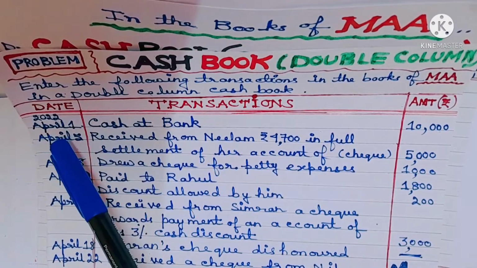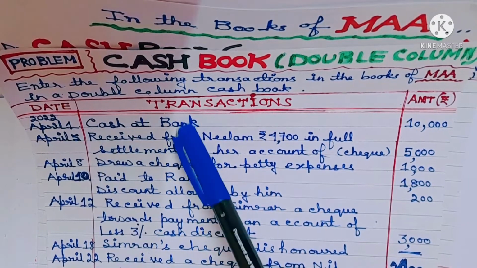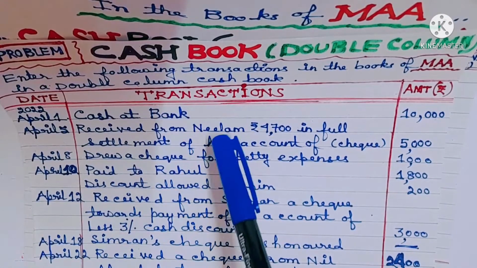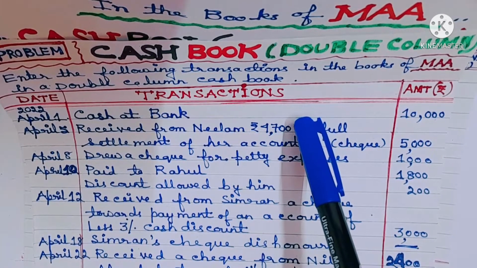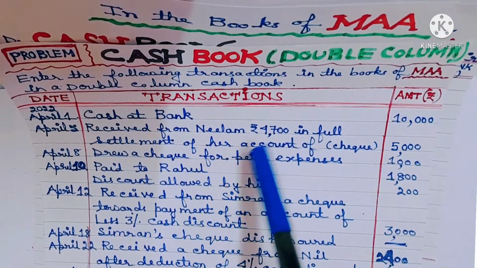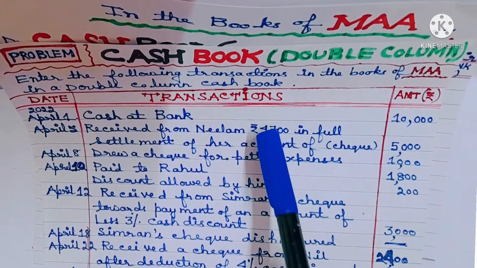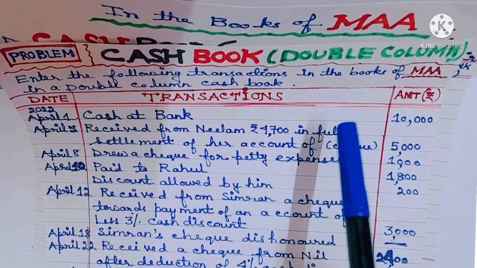The first transaction is 2022 on 1st April, cash at bank 10,000. This is a debit balance. So we'll have to write to balance b/d in the cash book on the debit side in the bank column 10,000. Since the opening balance of cash at bank is given in the problem, there will be no journal entries. So the question of a narration does not arise. Okay, so let's write.